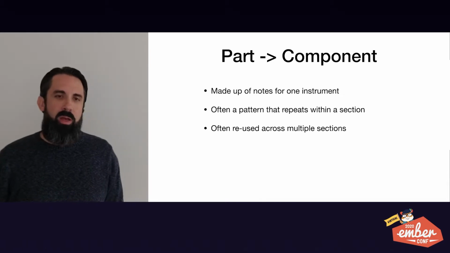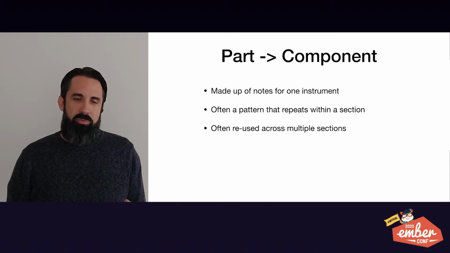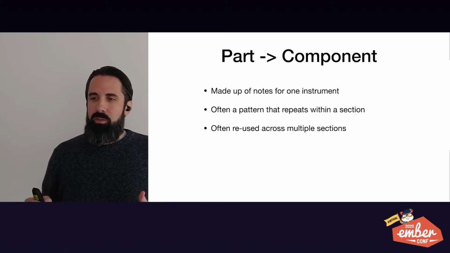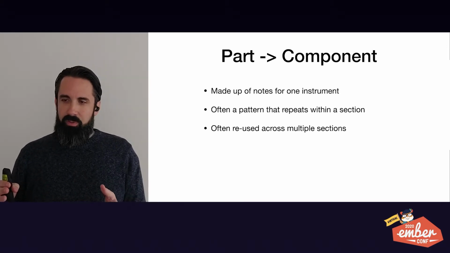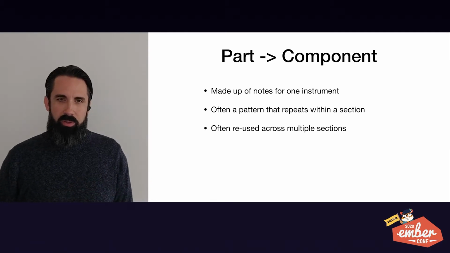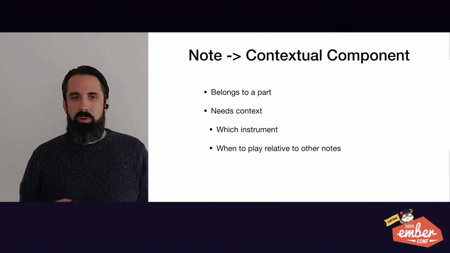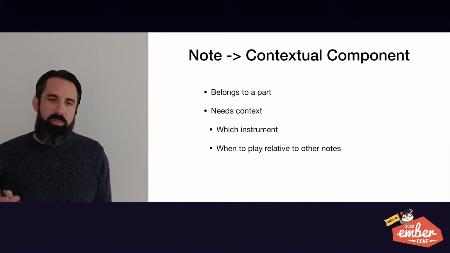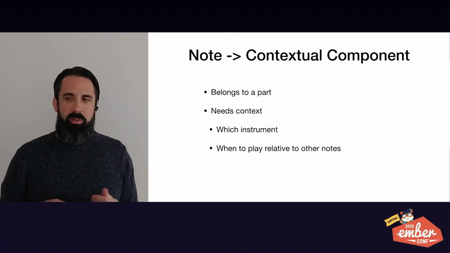So part, I've mapped to component, because a part is made up of notes for one instrument, and it's often a pattern that repeats within a section. And it could also be reused across multiple sections. So you might have a part in one section and use that same part later, the same way you would do a reusable component in Ember. So notes, I've made contextual components because they belong to a part. They need the context. They need to know which instrument they go with, and they need to know when to play relative to other notes.